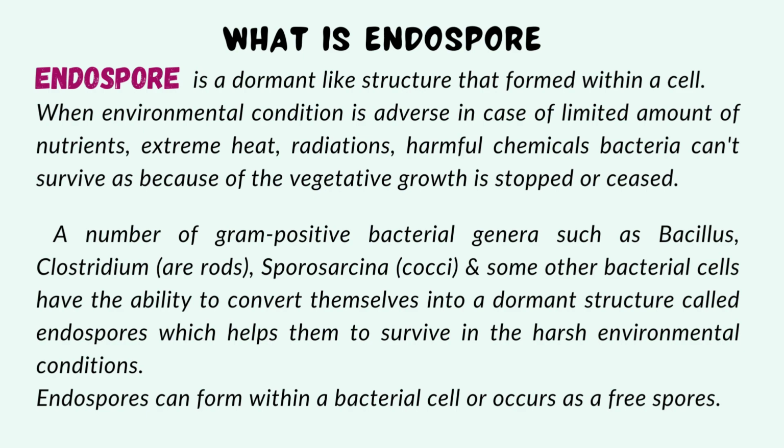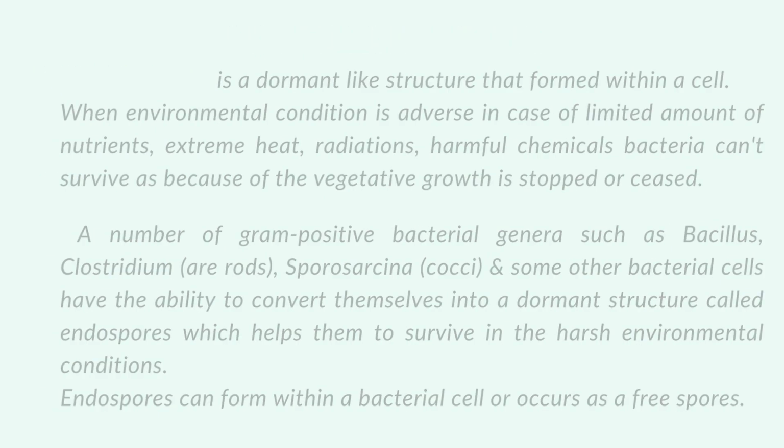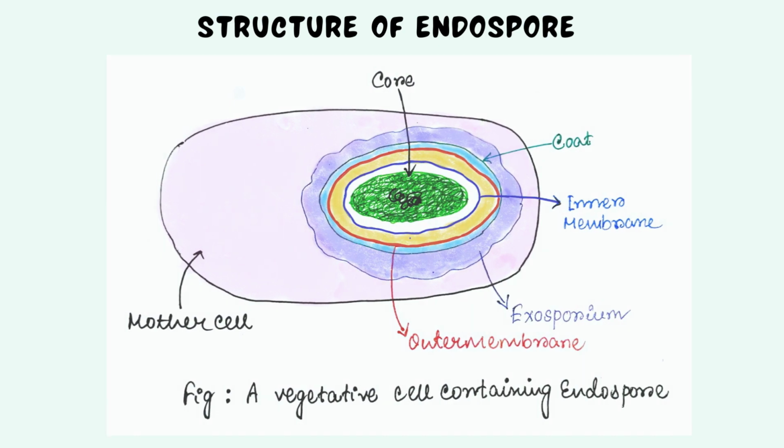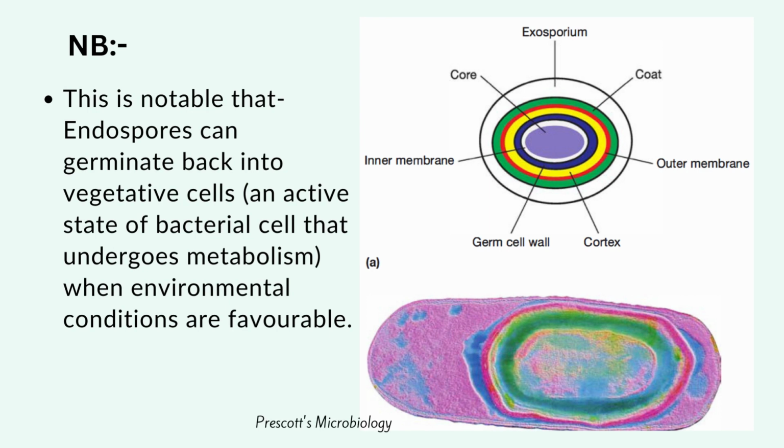Endospores can form within a bacterial cell or occur as free spores. Here it's showing the structure of an endospore forming bacterial cell where the endospore formed within the cell. The spore contains an outermost layer called the exosporium attached to the spore coat. After that there is an outer membrane, then an inner membrane, and the core of the spore is present. The core of the spore contains the genetic material of the cell. It's notable that endospores can germinate back into vegetative cells, an active state of the bacterial cell that undergoes metabolism when environmental conditions are favorable.